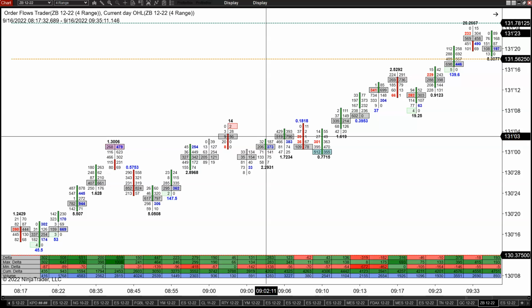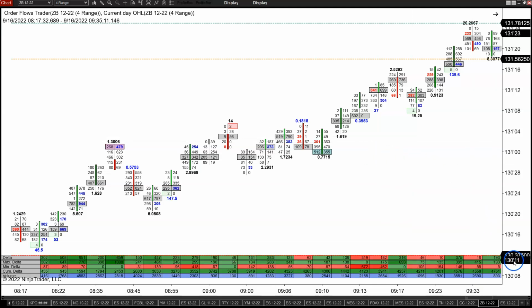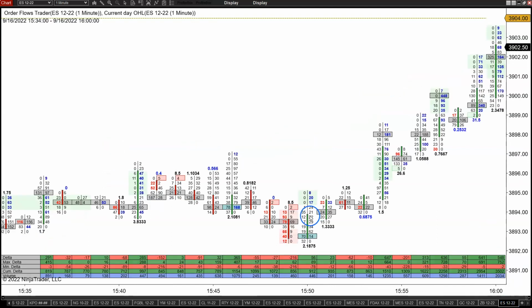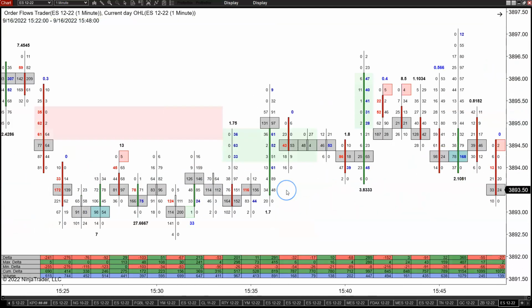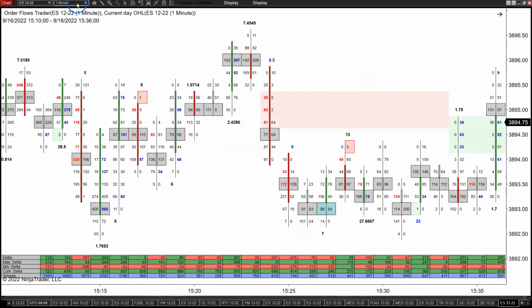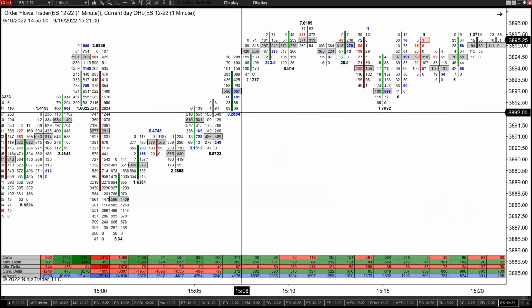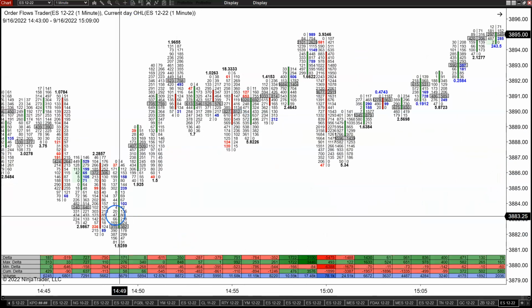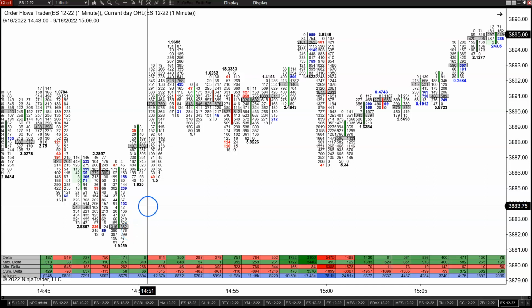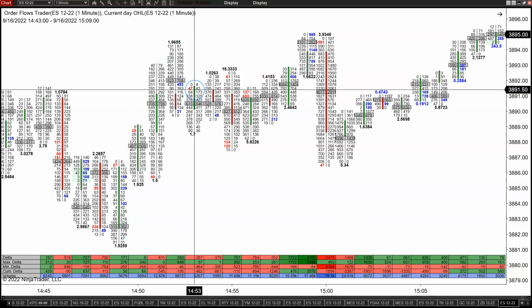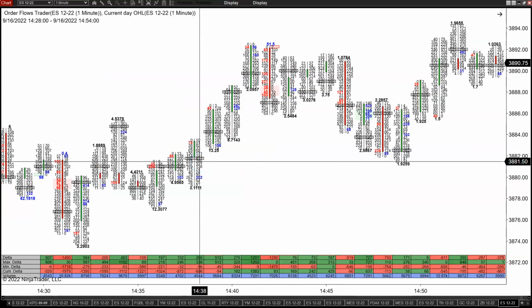Now, when I talk about stopping volume, it doesn't necessarily have to be points of control on the extreme. Nowadays in the S&Ps, it's very rare that you see one, and what I like to look for is them appearing near swing highs or swing lows, points of control somewhere up near the top for reversals for shorts, or somewhere near the bottom for bullish ones.